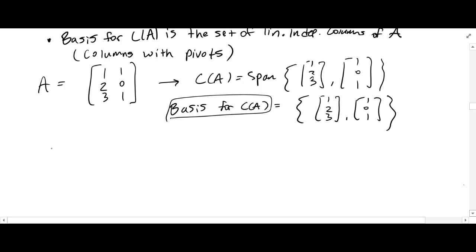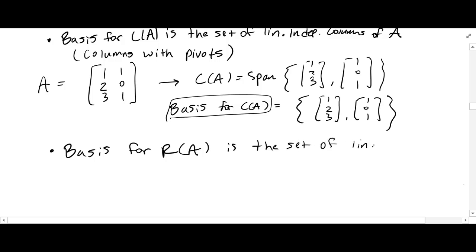A basis for the row space is just the linearly independent rows, since we're talking about row space. Basis for the row space is the set of linearly independent rows of A. So that's the rows with pivots.